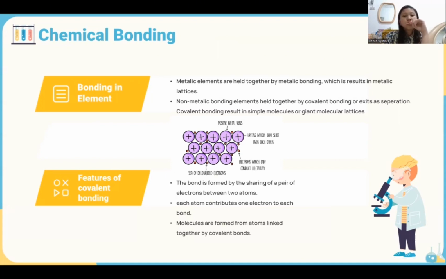Now we go to the features of covalent bonding. The bond is formed by the sharing of a pair of electrons between two atoms. Each atom contributes one electron to each bond. The molecules are formed from atoms linked together by covalent bonds.